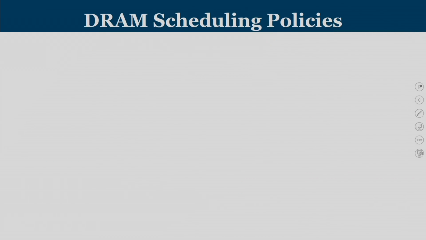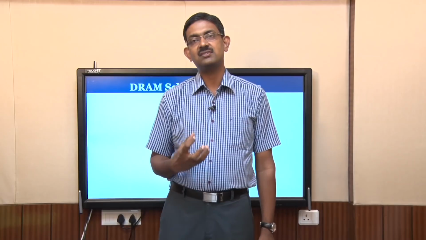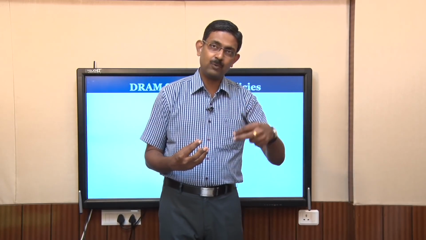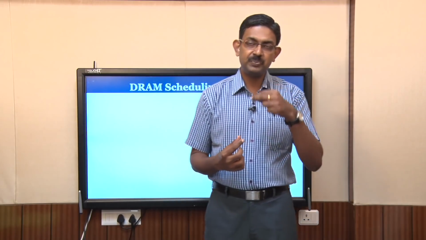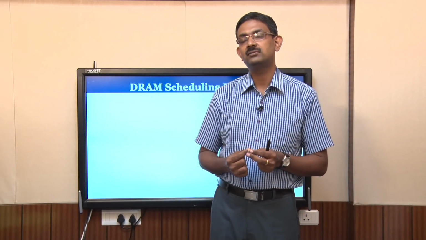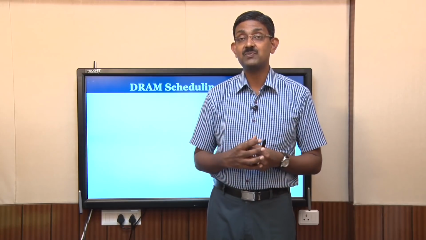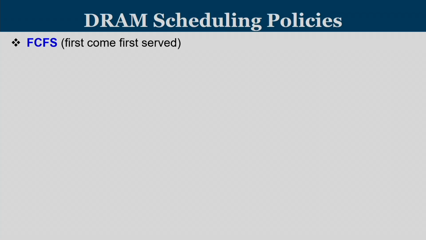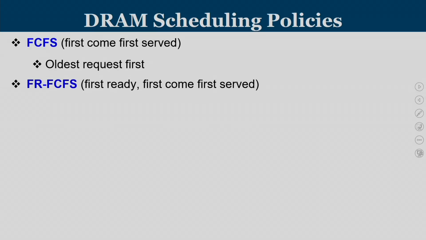Now, what are the different DRAM scheduling policies? What is scheduling essentially? When you have multiple requests coming in, can you pick one from them? This picking process is called scheduling. Now, what are the parameters by which I pick? That is important. The simplest one is, when you get multiple requests, pick the one that reached the DRAM queue first. First come, first serve, FCFS scheduling. So the oldest request is given preference.